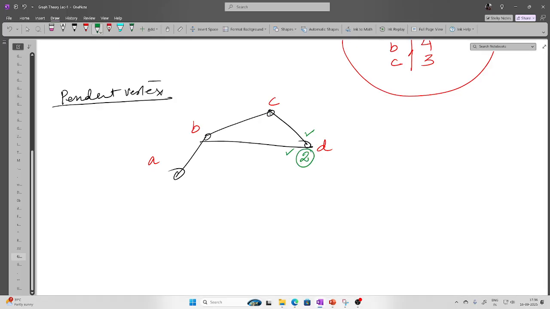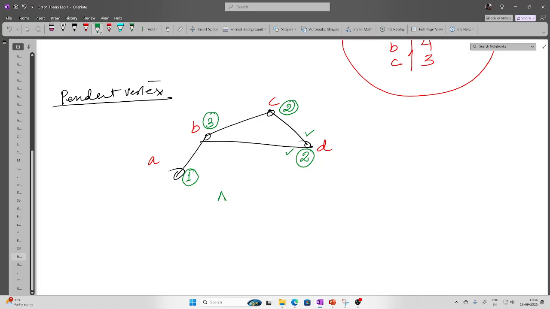This vertex is attached to 2 edges. So it has degree 2 again. This vertex is attached to 3 edges. So it has degree 3. And this vertex is attached to only 1 edge. So it has degree 1. So what is a pendent vertex? A pendent vertex is that vertex which has degree 1.